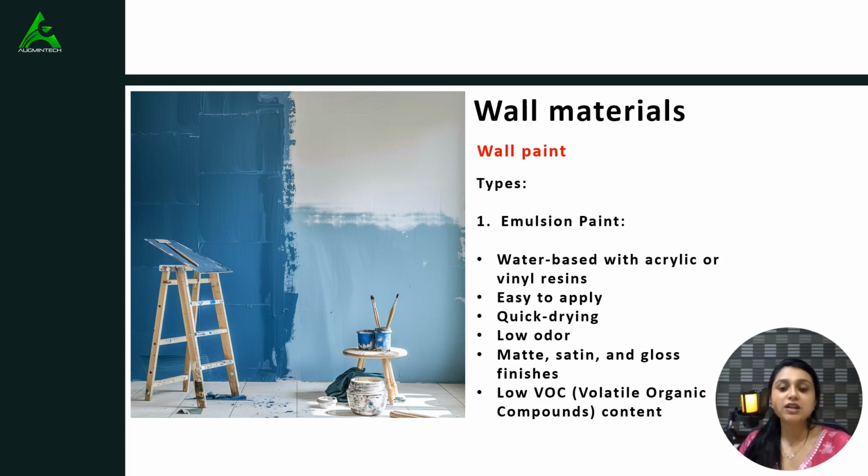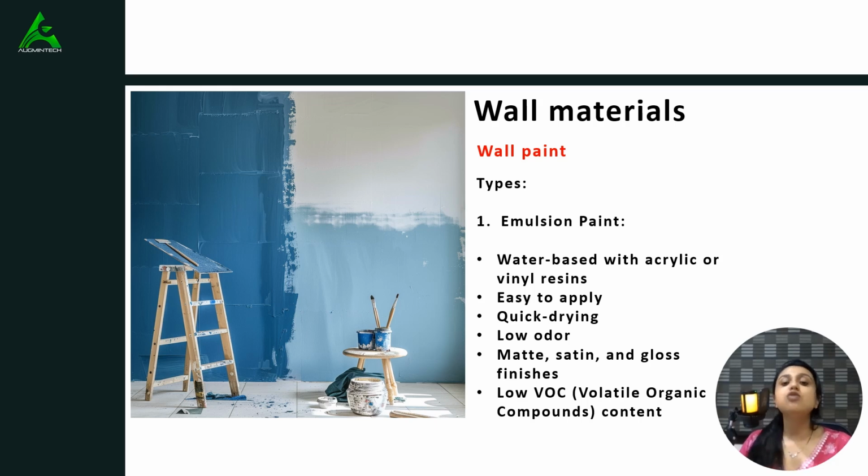So the first is emulsion paint. Now this is the most commonly used wall paint these days. We all use emulsion paints in residential, commercial, retail spaces. So wherever you can see some kind of design and you want to have some color on your wall, this is what you are going to use, emulsion paint. So emulsion paint is water based with acrylic or vinyl resins. This is simply the composition of the paint. So this paint is specifically water based. This is what you should know.